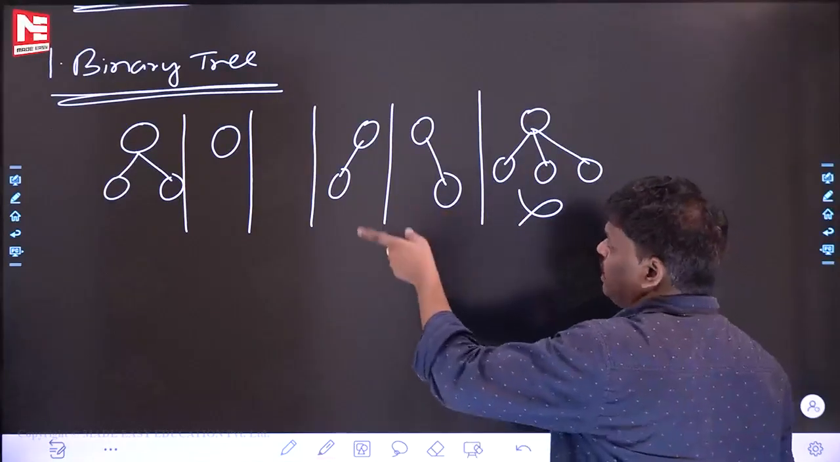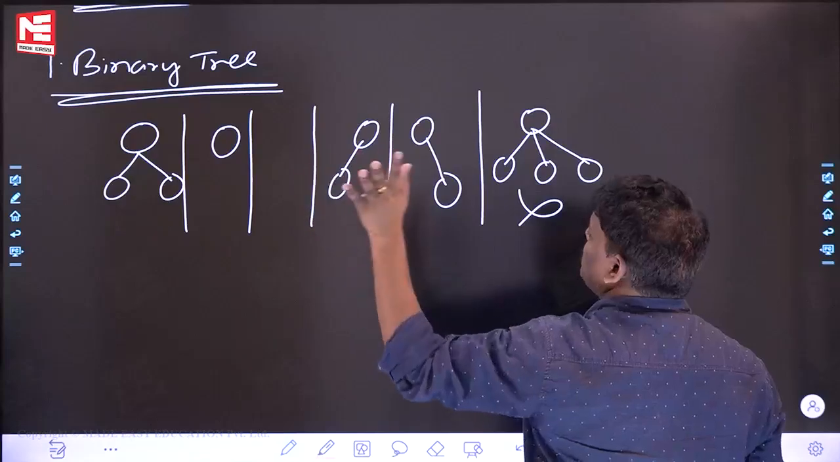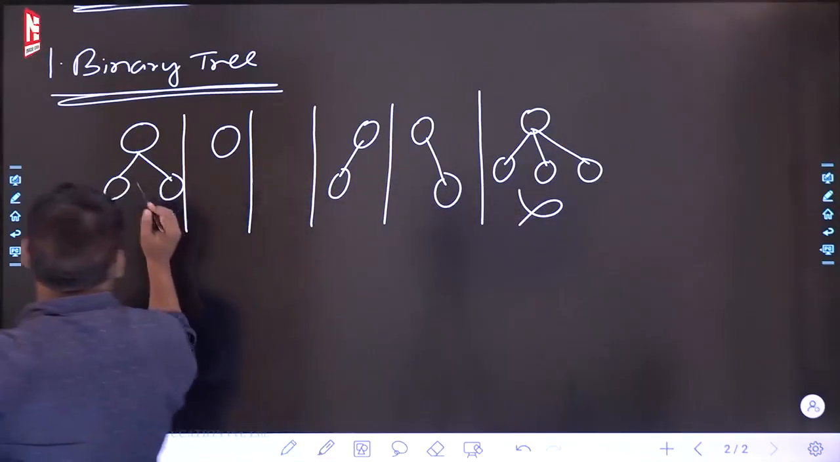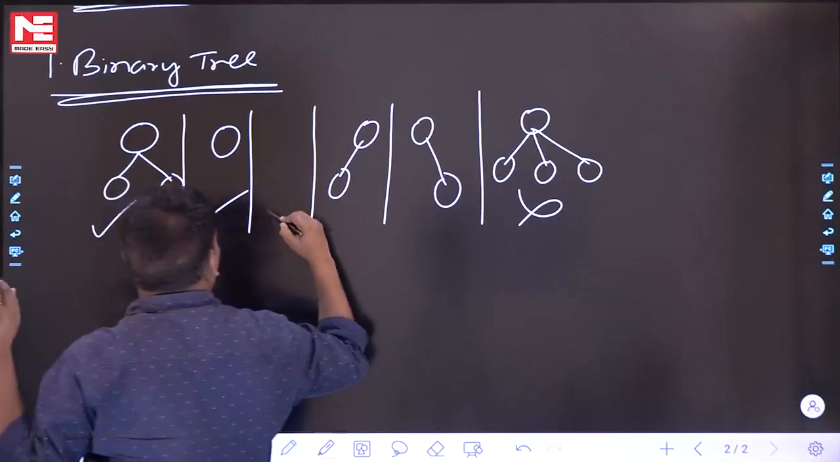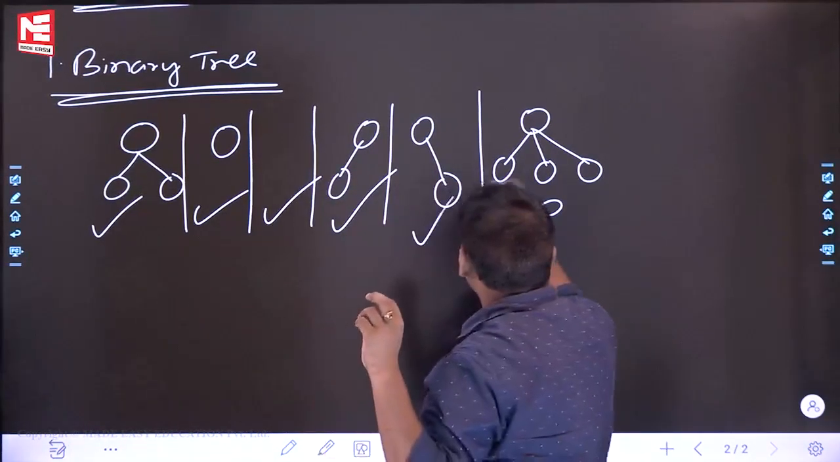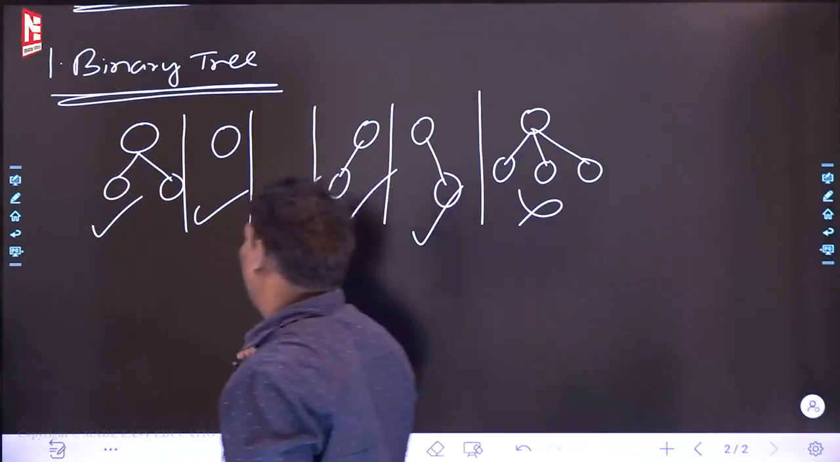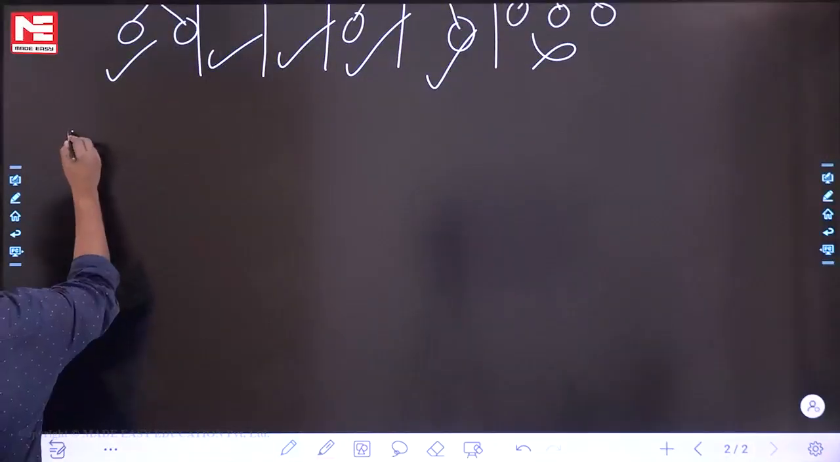I am repeating once again. For heap sort, a few basics are required. The first basic point is the binary tree. Binary tree definition: in the given tree, every node contains a maximum of 2 children. This is a binary tree, this is an empty binary tree, this is also a binary tree, but this one is not a binary tree. So that is the binary tree definition. Everyone is fine now? Let's go to one more thing, the second point.